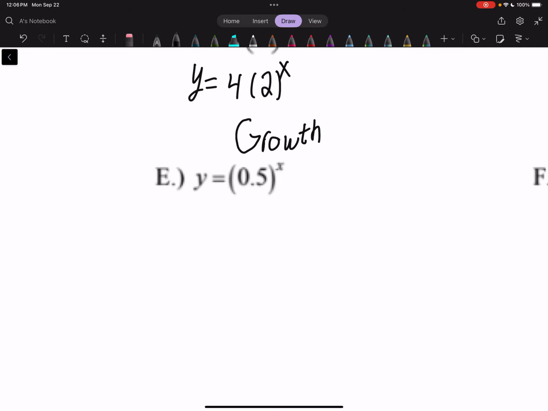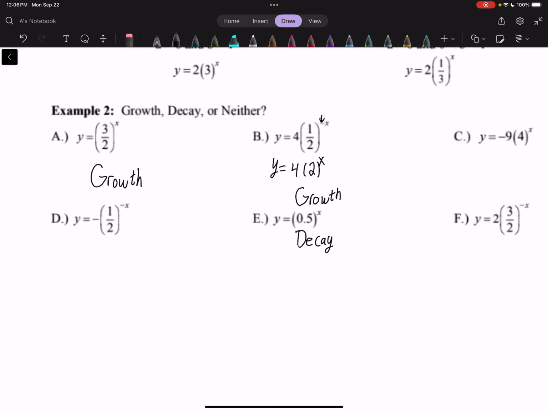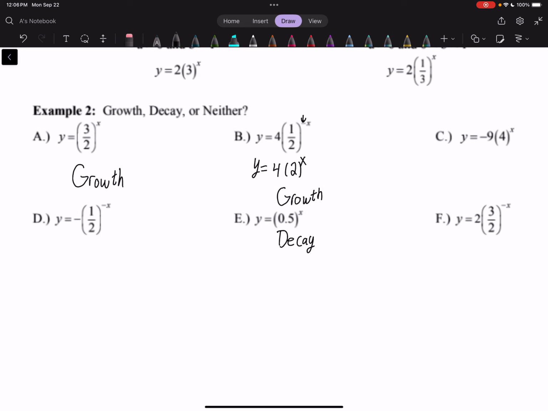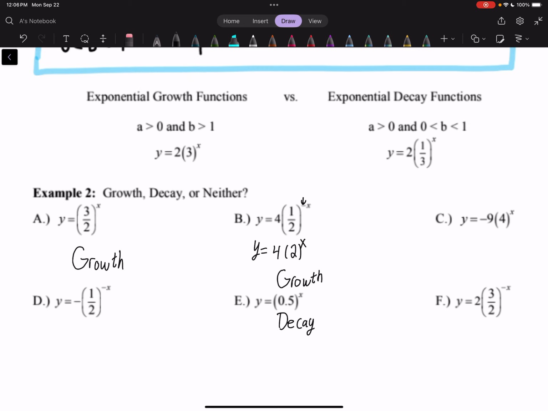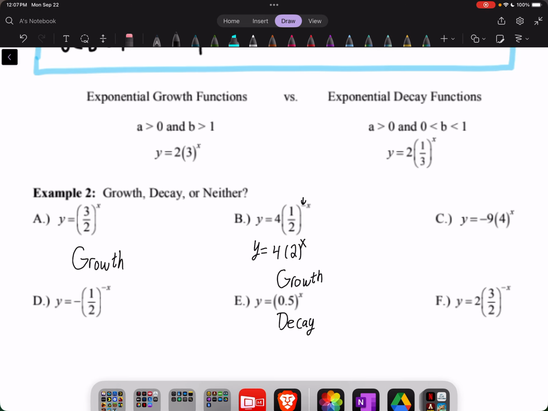E, 0.5, that's less than 1. This one is decay. Go ahead and try C, D, and F, and that is all of the lesson portion. So pause the video, go through and try each of the answers we have not done, and now I'll show you the answer key.